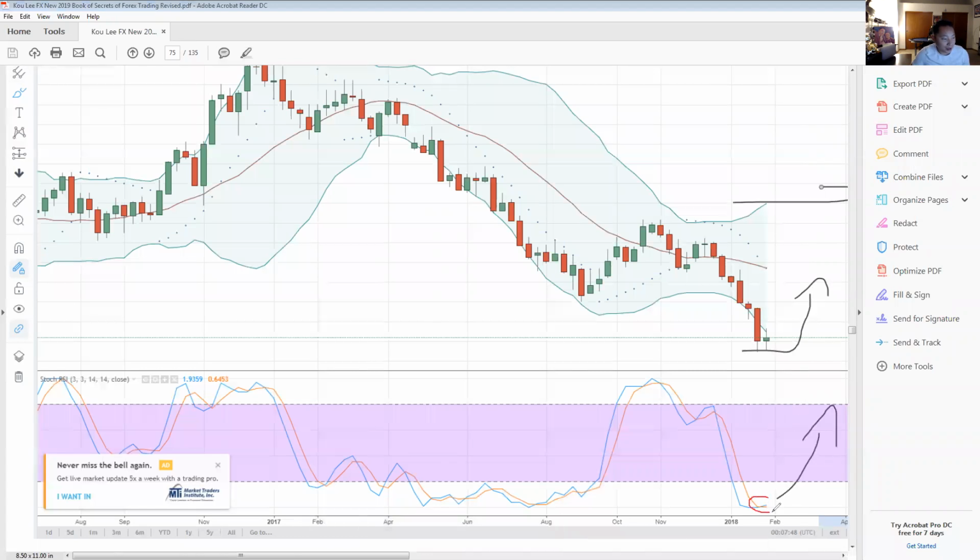I was basing it off of this because it made that little cross right here. It was outside the band. And I was like, you know what? I'm going to predict for it to come back here.